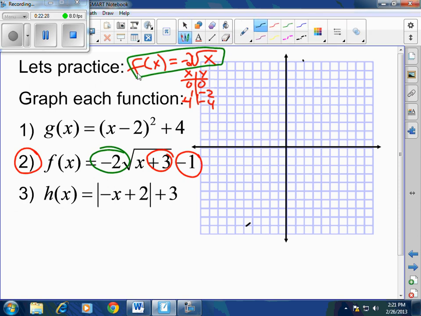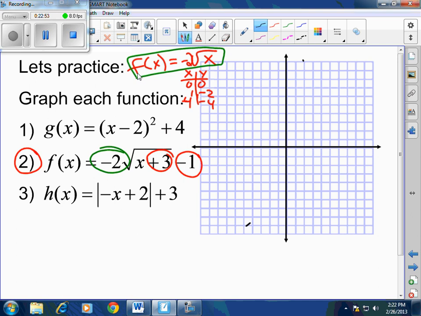Okay, this is going to be an absolute value equation. If you do the parent for that one, it's (0, 0), (1, 1), (-1, 1), and it's a V shape. But I'm going to be shifting... aha, look at this, I forgot this. There's a negative here. Okay, let's talk about that.